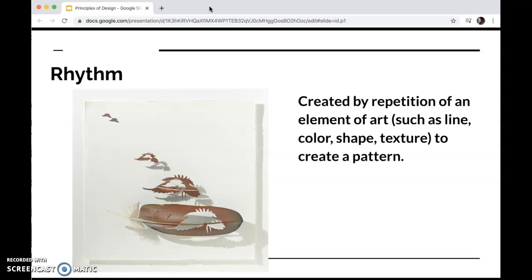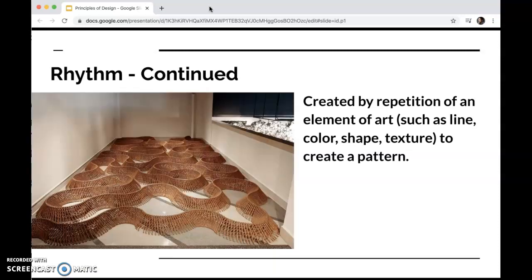If you have things that are equally spaced out, we're going to have something called regular rhythm going on. If you have something that changes in its distance, so as it's closer to you, it's larger, and as it's further away, it's smaller, you might have that repetition going in a progressive kind of way. But you could also have a random rhythm going on, where you have the same thing repeated, but there isn't any rhyme or reason to how it shows up. Here's an example of some rhythm.